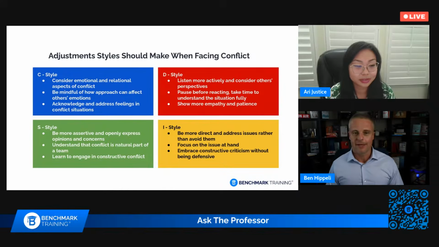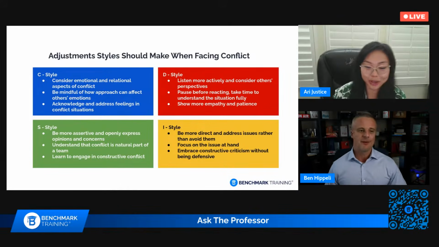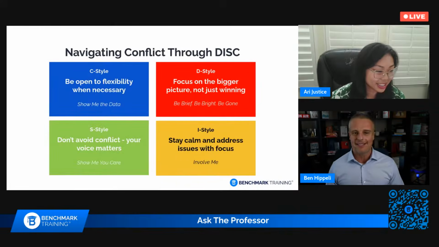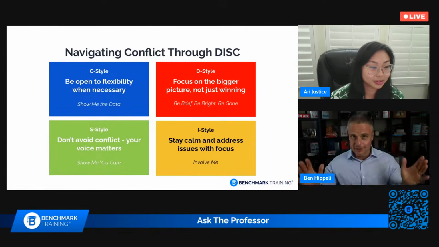All of that is so impactful. And you made us another little cheat sheet for the audience, so that we could say, okay, what do I need to do to navigate conflict based on my DISC style? So check this out. So D style, here's your cheat sheet.